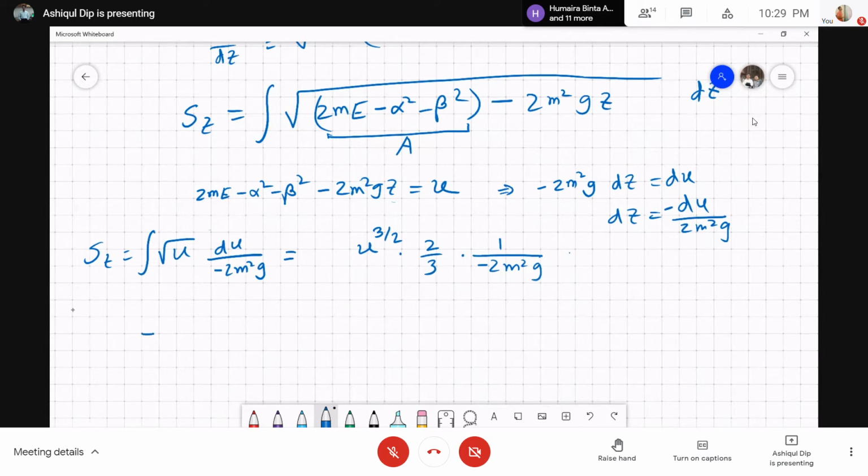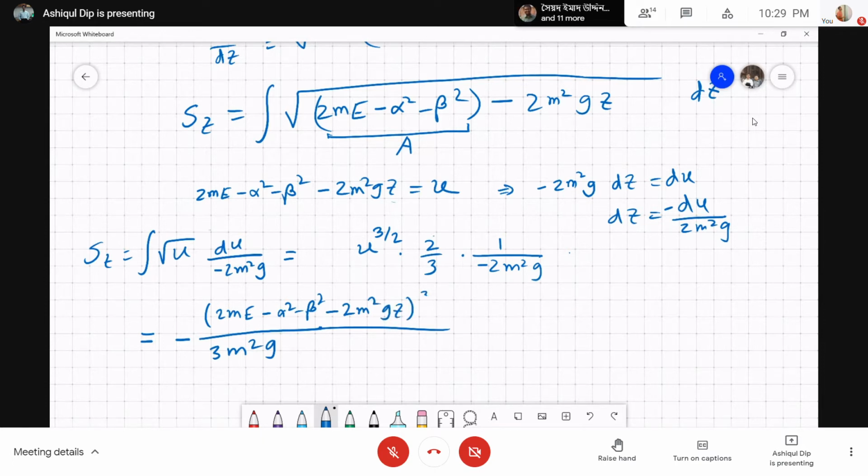So now substitute everything back. These two cancel out, and you have negative u to the power 3 by 2 divided by 3m square g. And what is your u? U is that whole thing, right? U is your 2mE minus alpha square minus beta square minus 2m square gz, all to the power. So this is your sz, right? I believe this is what you wanted to do, right?